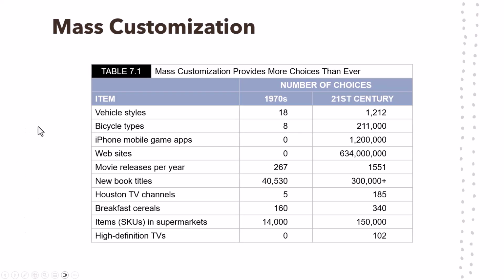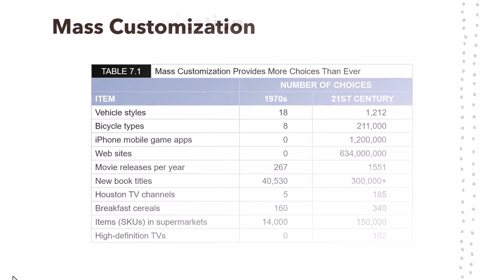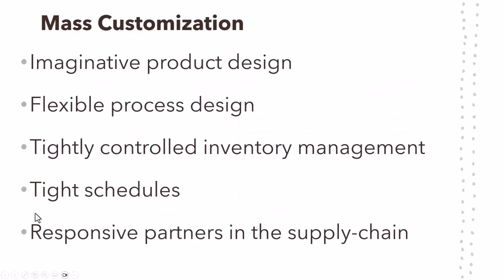So additional examples here would be bicycle and vehicle types. Websites are customized, right? Compared to back in the 70s. The amount of apps that are out there, the amount of movies, the amount of items being sold in the supermarkets. So many different brands now than there used to be. And all they did is tweak something, maybe a little more salt, a little bit more sugar, or less sugar, and so on, just to try and get you to spend money. So benefits here is that it's imaginative product design. You have flexible process design, tight schedules, tight inventory management, and responsive partners in the supply chain.